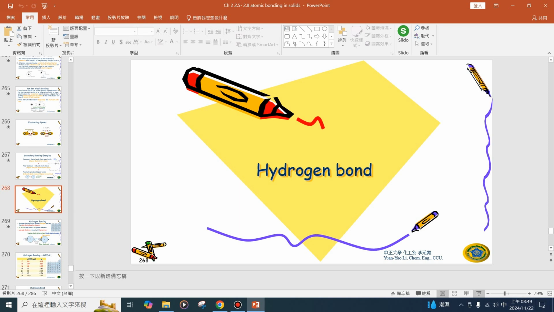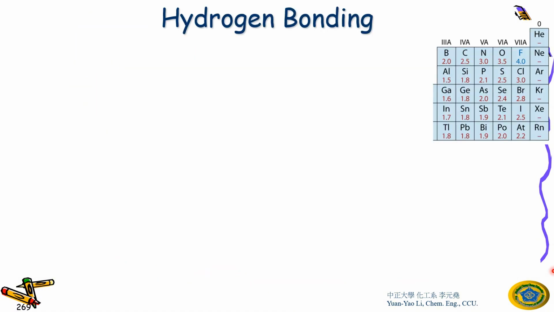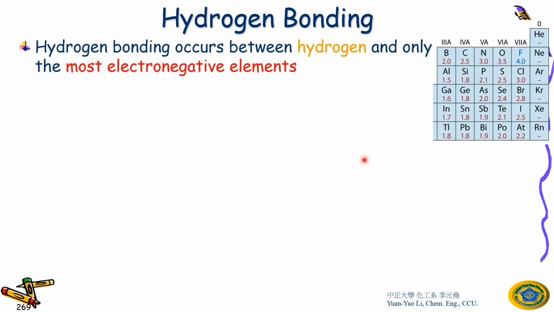Right, so today we start with a special case of the secondary bond, which we call hydrogen bond. So hydrogen bonding is between the hydrogen and only the most electronegative elements. It is a secondary bonding, and especially it's only between the hydrogen and the most electronegative elements.